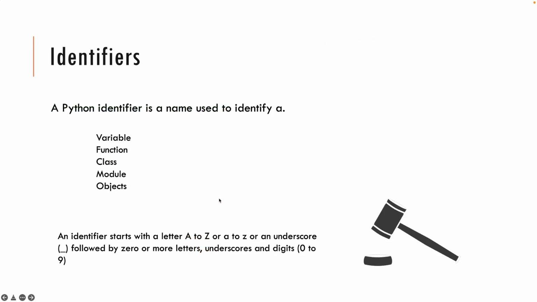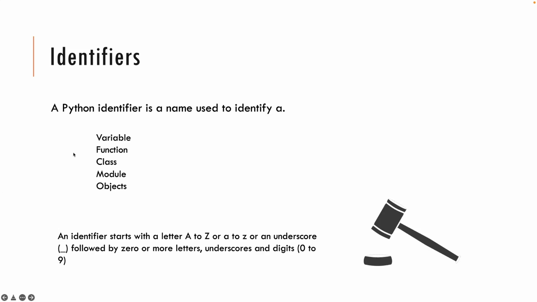Before we move forward, what are identifiers? An identifier is any name used in a Python program for naming variables, functions, classes, modules, and objects. So an identifier is any name that can be used for these things, such as variables, functions, classes, modules, and objects. Those are called identifiers.